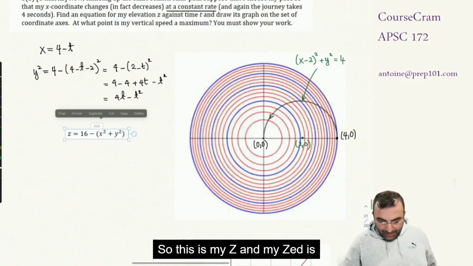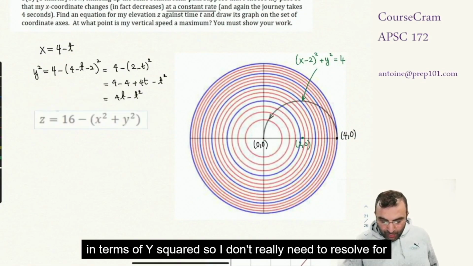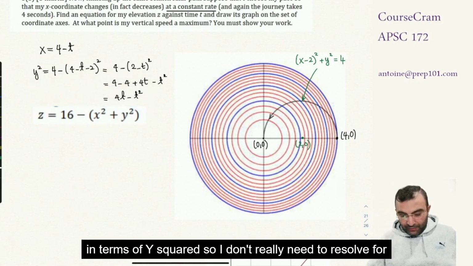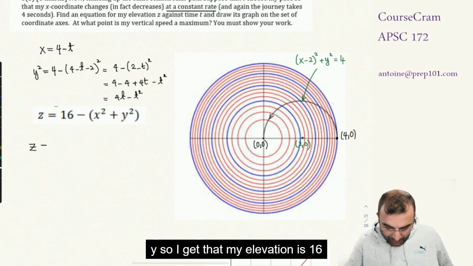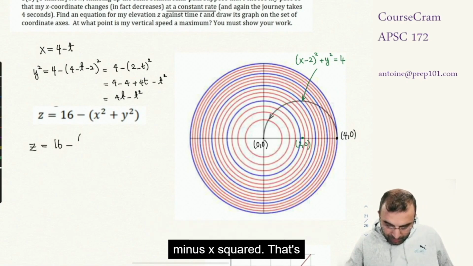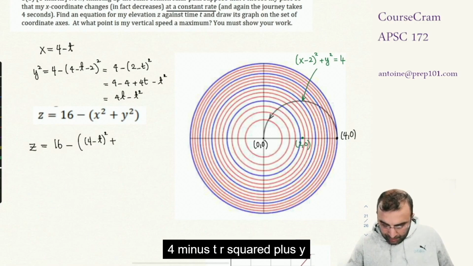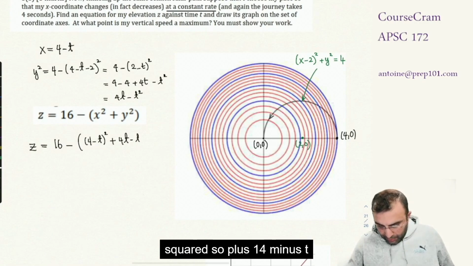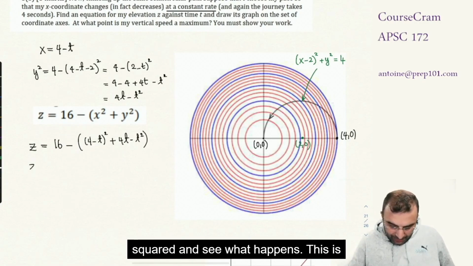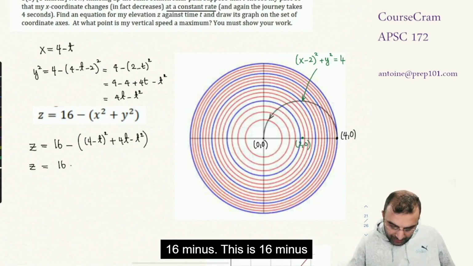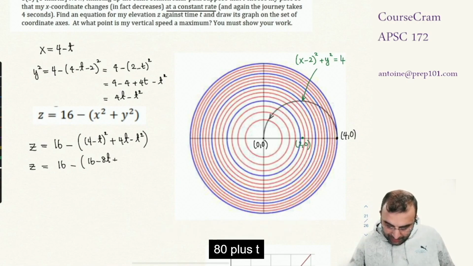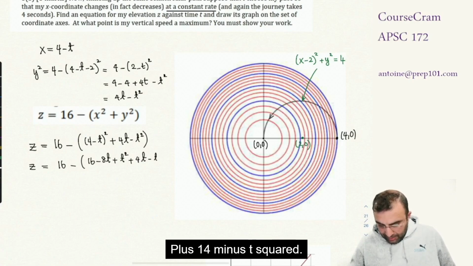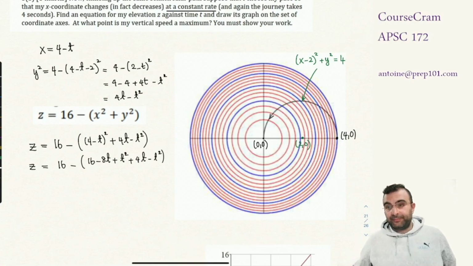So this is my z, and my z is in terms of y squared, so I don't really need to resolve for y. So I get z, my elevation, is 16 minus x squared, that's 4 minus t all squared, plus y squared, so plus 4t minus t squared. And see what happens. This is 16 minus 8t plus t squared plus 4t minus t squared.